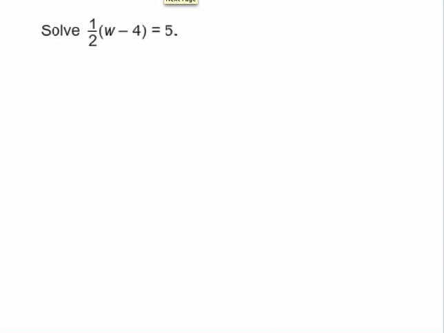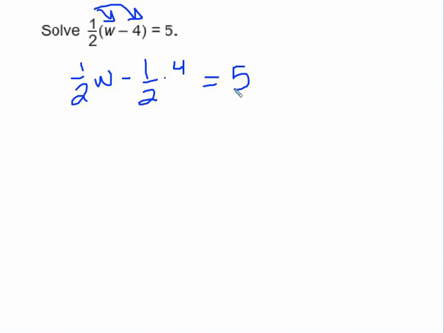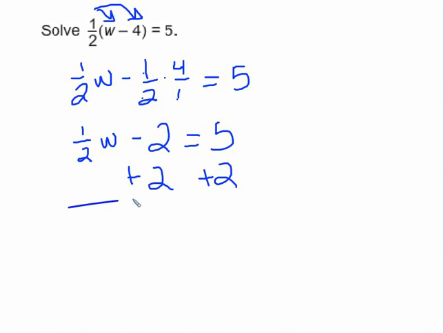Alright, so now this one requires the use of a fraction, but it's still not too bad. I'm going to distribute that fraction in. We've done this before. So I have 1/2 w minus 1/2 times 4 equals 5. I'm going to throw that 4 over a 1 so that I turn it into a fraction. So that's, again, still 1/2 w minus, well, 1 times 4 is 4, 2 times 1 is 2, so that's 4 over 2, so it's actually equal to 2, equals 5. I'm going to add 2 to each side.